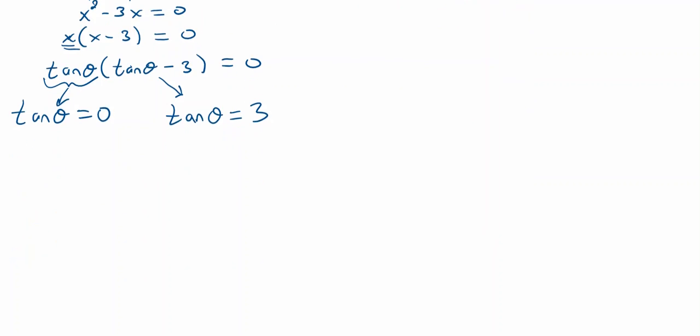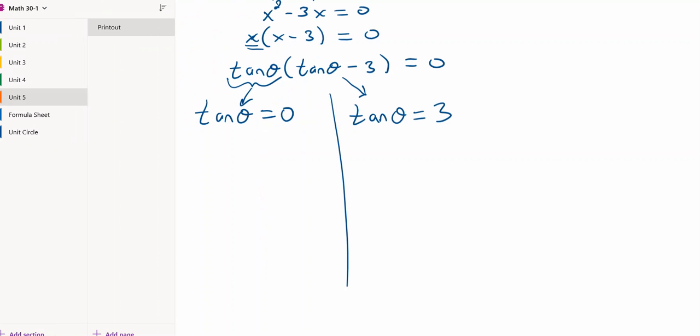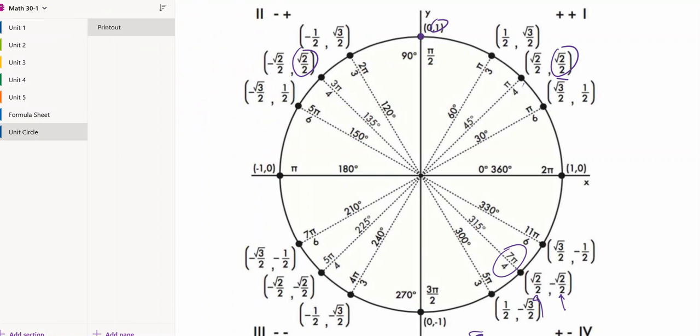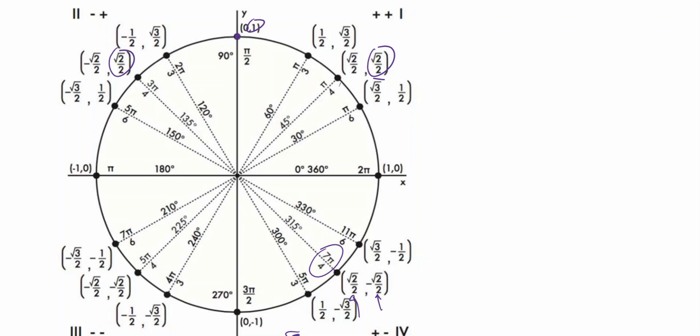Now we're just going to solve these. I'm actually going to split these up now, so we're going to handle these on their own. You're going to draw a line down those. Looking at this first one, where is tan theta equal to 0? Again, this is a unit circle question, right?